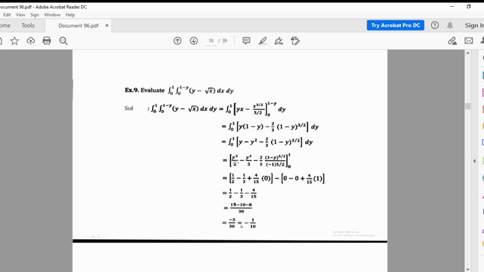The integration of y is y square by 2, integration of y square is y cube by 3, and 2/3, integration of this is nothing but 3/2 plus 1 upon 3/2 plus 1 into the derivative of 1 minus y, that is minus 1. So we get 1. Now we have to take the first limit as y is equal to 1.